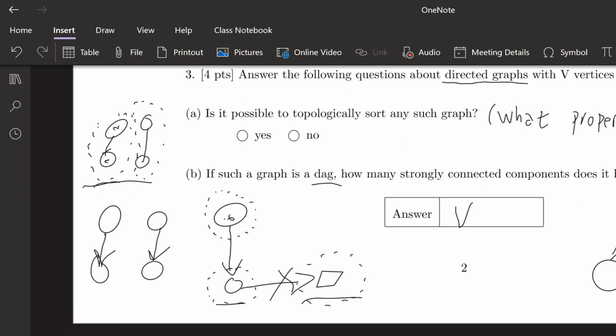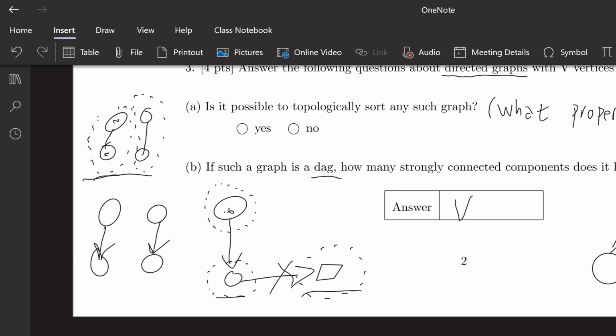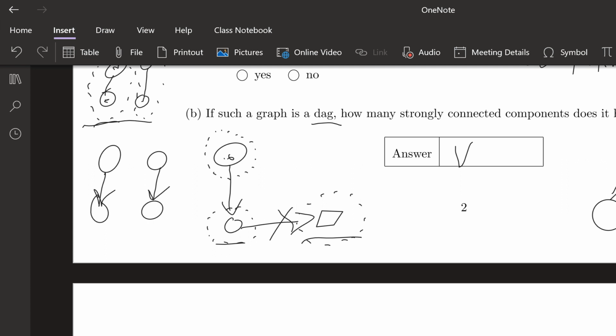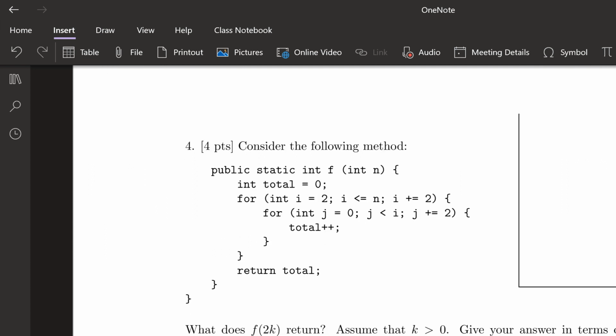Okay. Everybody fine on that? We're free to move on? Sorry, I'm spending a lot of time on these. Okay, question 4. This is another one of those questions that I've seen on every single midterm from this class. So you're probably going to see something like it.